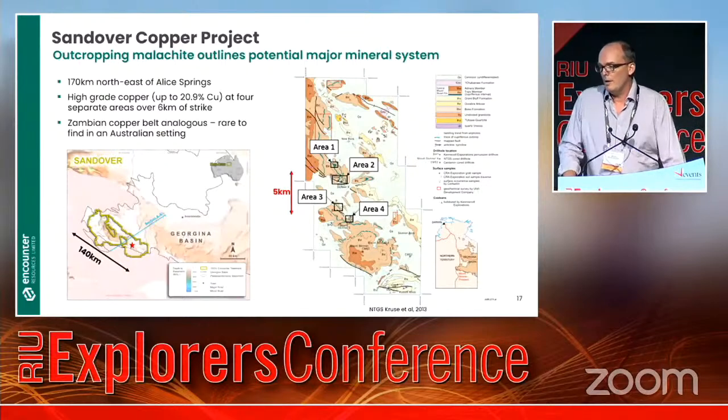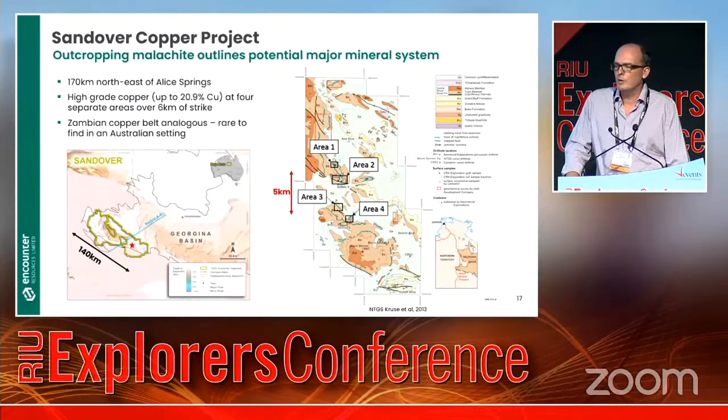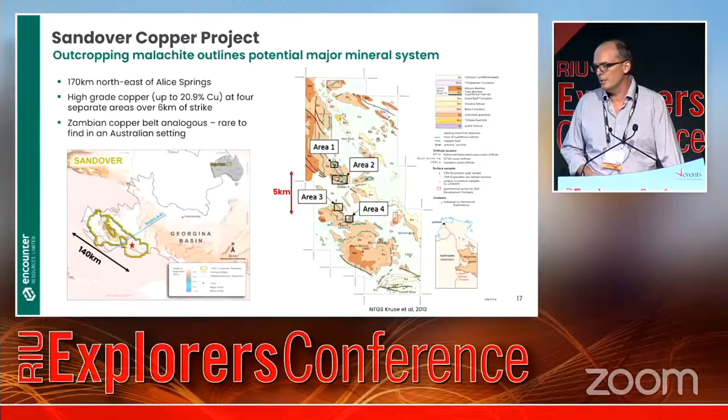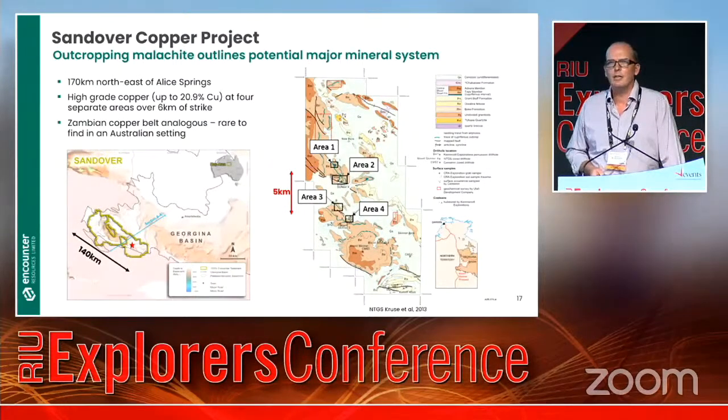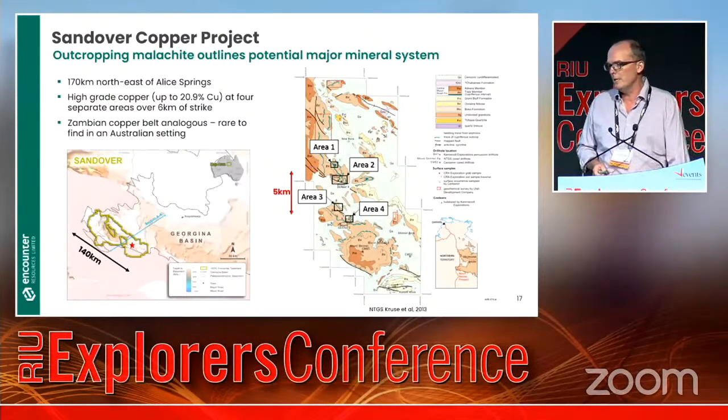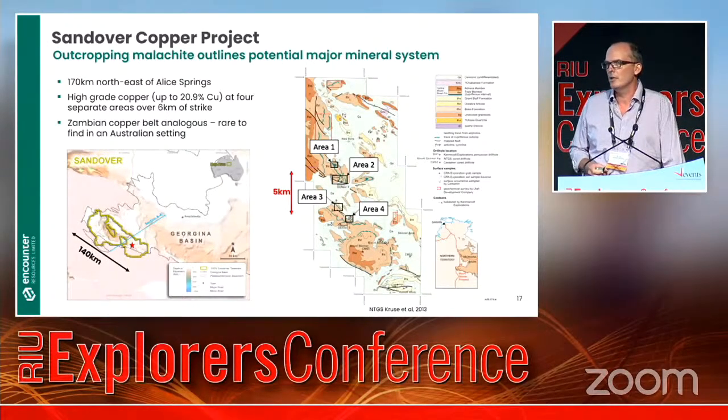Moving to the south, just another project which is going to see a lot of activity in 2022 for us is our Sandover Copper Project. This is an area 170 kilometres northeast of Alice Springs. Historically, there's been some copper mapped at surface, a stratigraphic horizon that had copper associated with it. We secured the project. The horizon was mapped over 20 kilometres. We went to an area about 6 kilometres, those 4 areas. We went and sampled. We got up to 20% copper at surface.